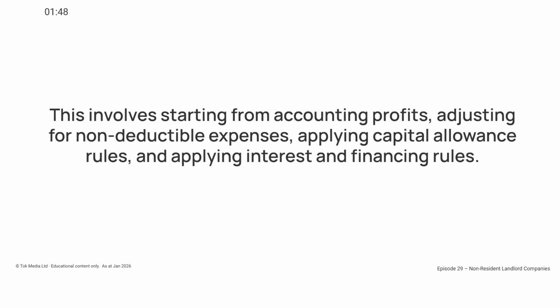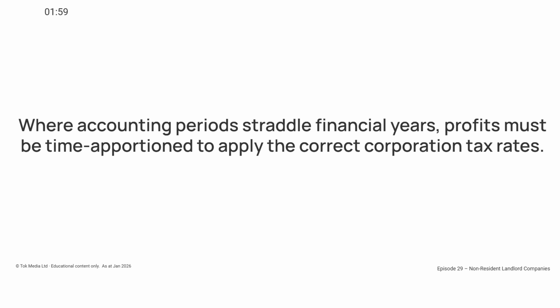This involves starting from accounting profits, adjusting for non-deductible expenses, applying capital allowance rules, and applying interest and financing rules. Where accounting periods straddle financial years, profits must be time apportioned to apply the correct corporation tax rates.